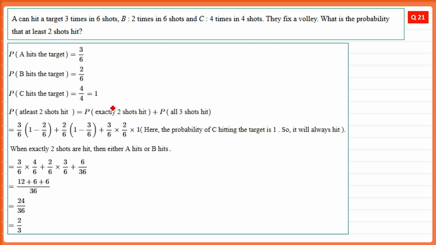When at least 2 shots are being hit, we will combine the exactly 2 shot hit with the exactly 3 shot hit. And this will be the required probability that will come to 2 by 3.